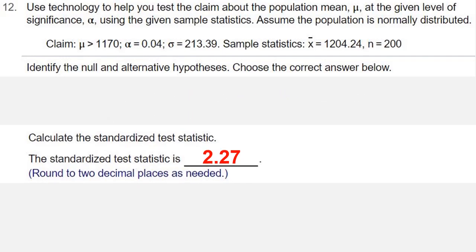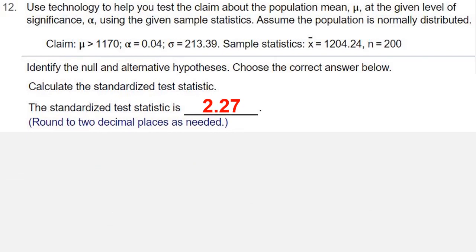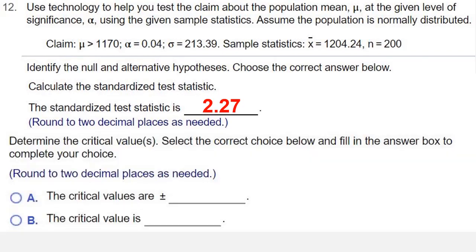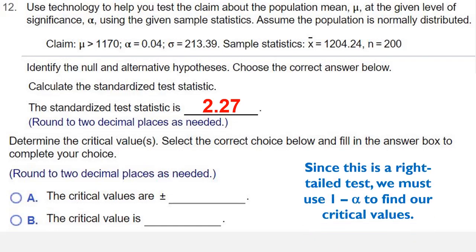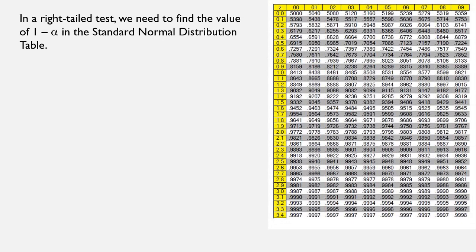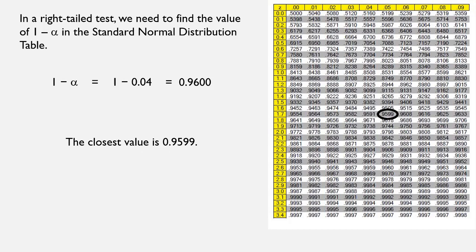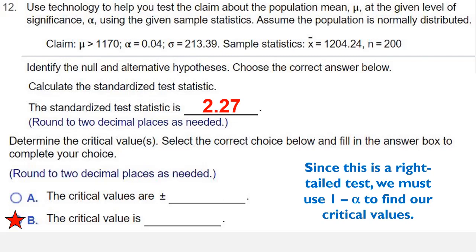We'll make a little bit more room to do a little bit more work. Now we want to determine the critical value and select the correct choice below. Because this is a right-tailed test, we have to use 1 minus alpha to help us find our critical values. So 1 minus alpha is 0.9600. We look for 0.9600 on our standard normal table, and the closest value we can find is 0.9599. That has a z-score of 1.75, so that's your critical value. The choice here is B. The critical value is 1.75.